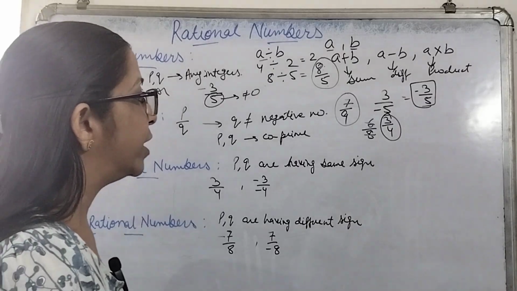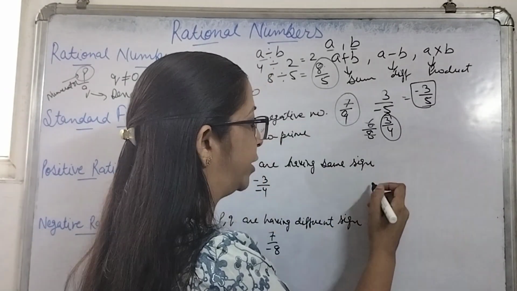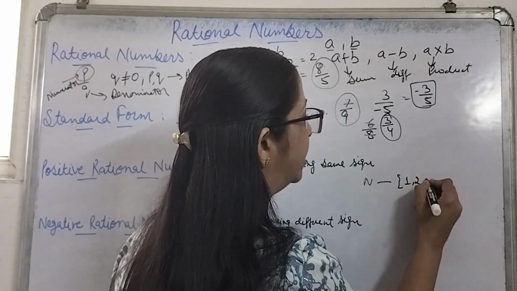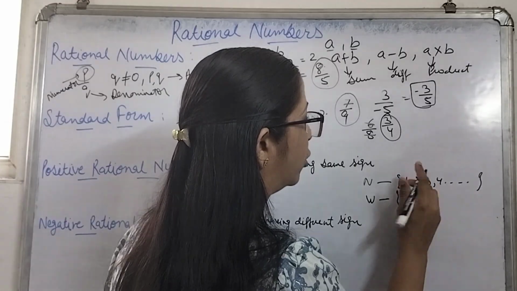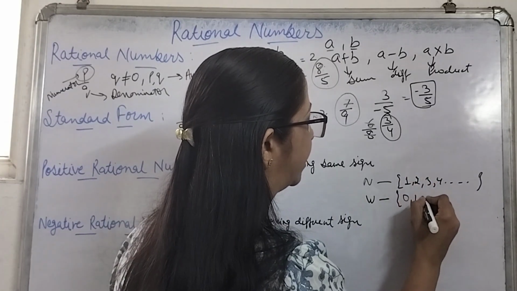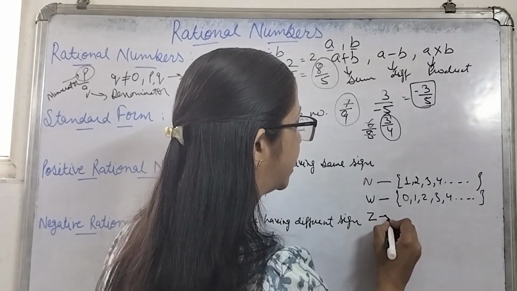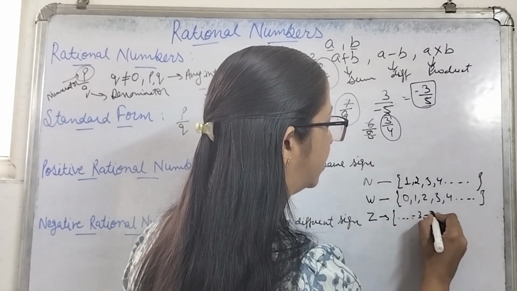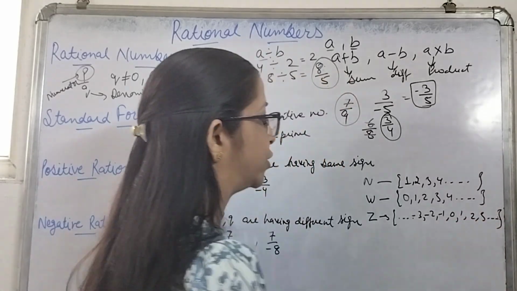If we look again at the number types, we learned in the previous video that natural numbers are the counting numbers starting from 1. These are your natural numbers. Whole numbers are the natural numbers along with 0. Integers extend in the negative direction even up to infinity. That means these are the numbers which are your integers.